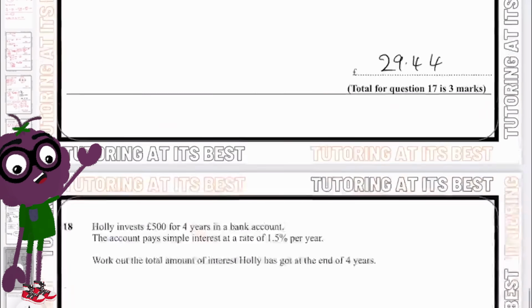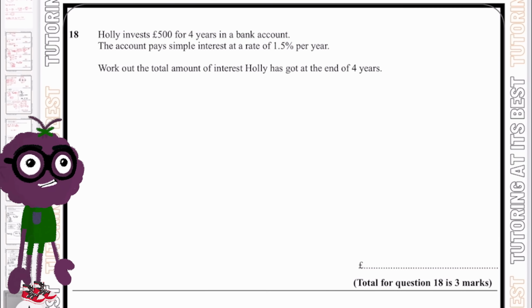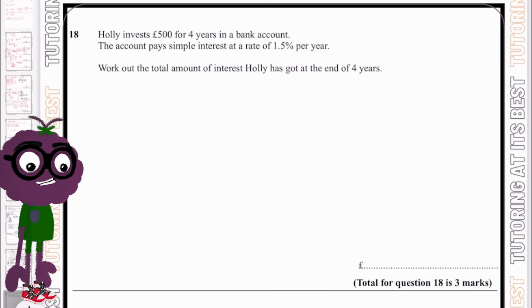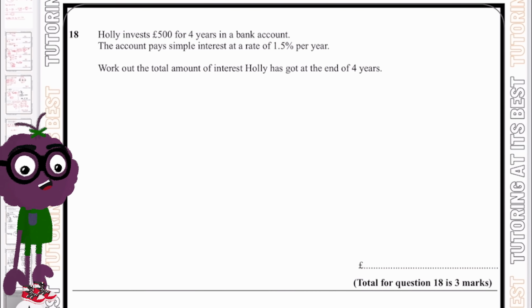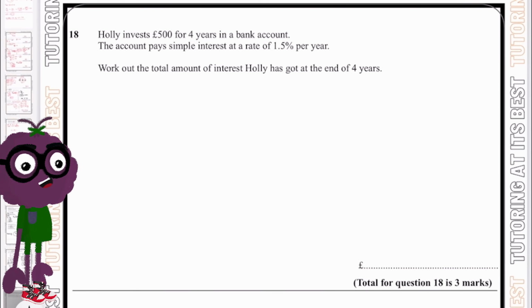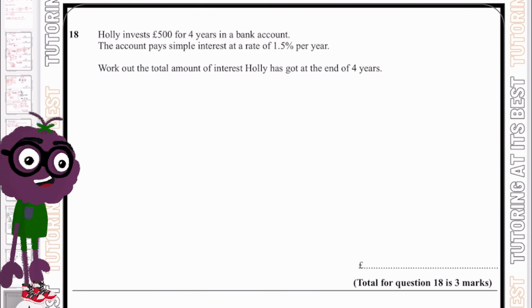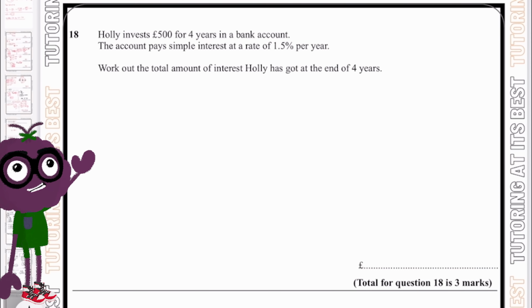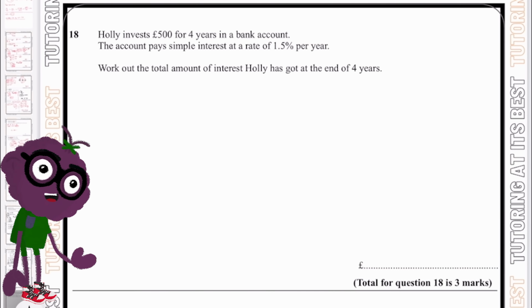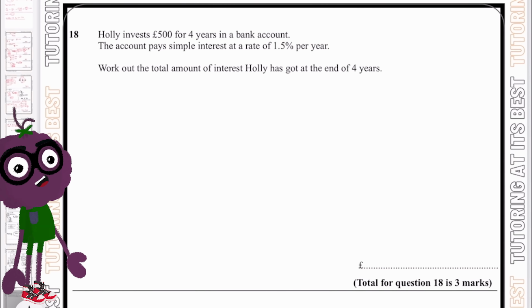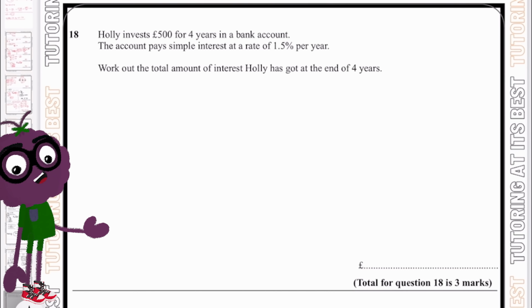Okay, question 18. Holly invests £500 for 4 years in a bank account, and the account pays simple interest at a rate of 1.5% per year. Work out the total amount of interest Holly has got at the end of the 4 years. So what does that mean? What that means is that we'll get the 1.5% out of the total amount first, and then we can times it by the number of years and then add that on.